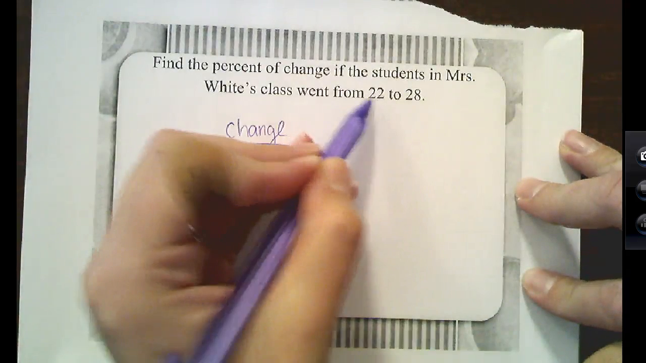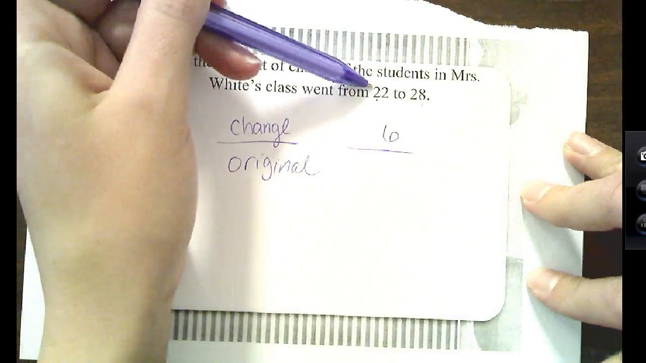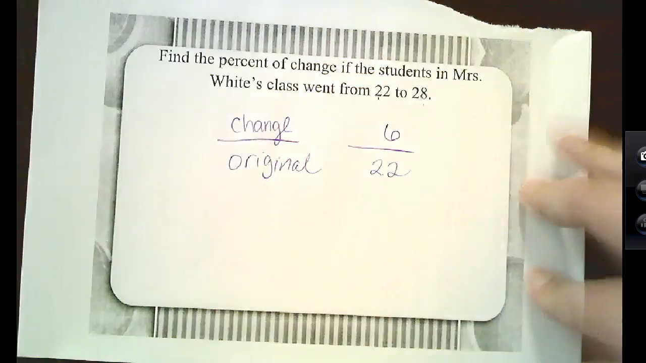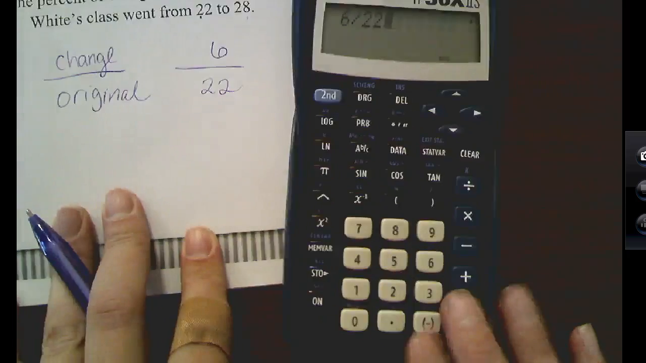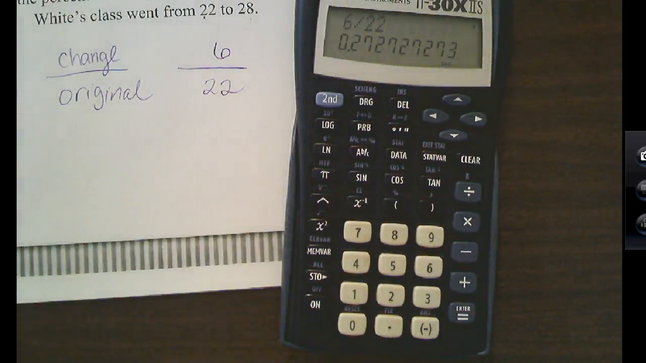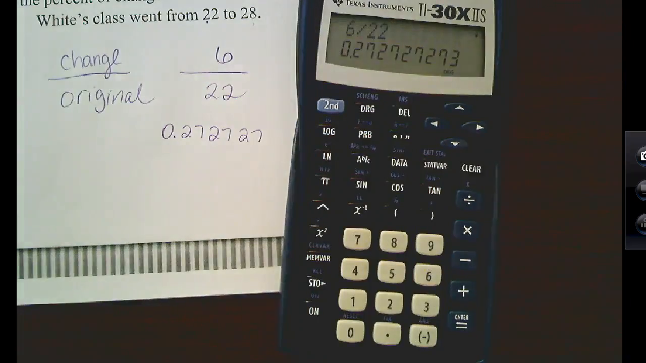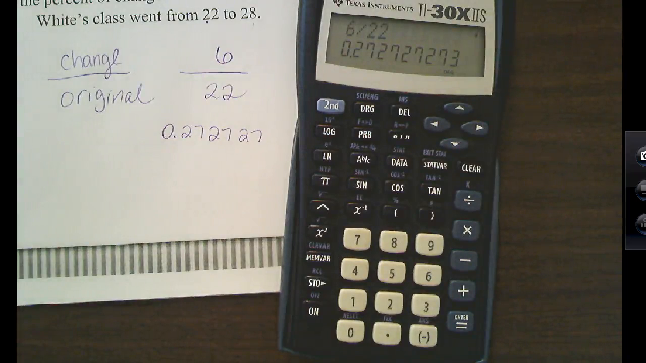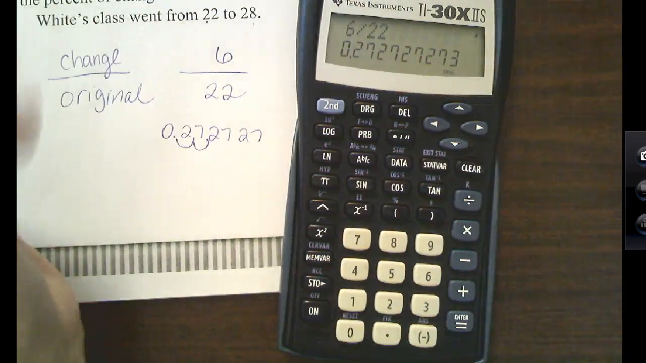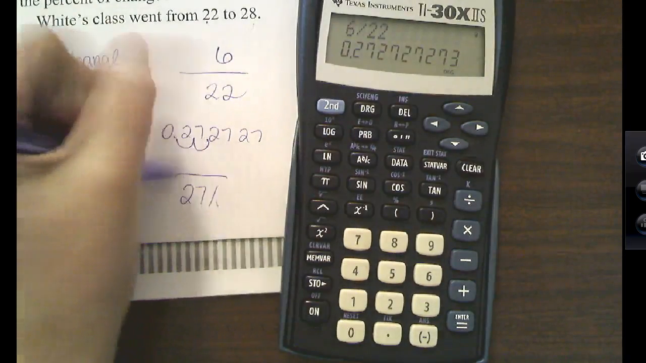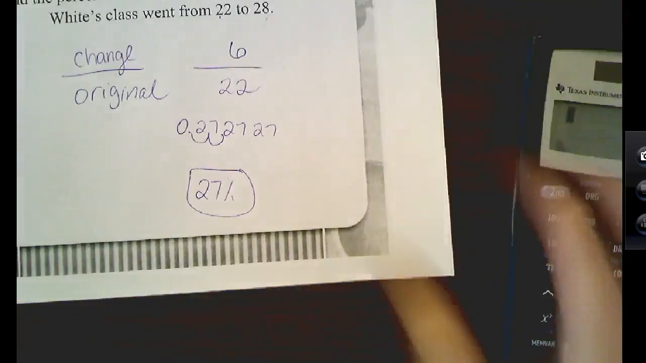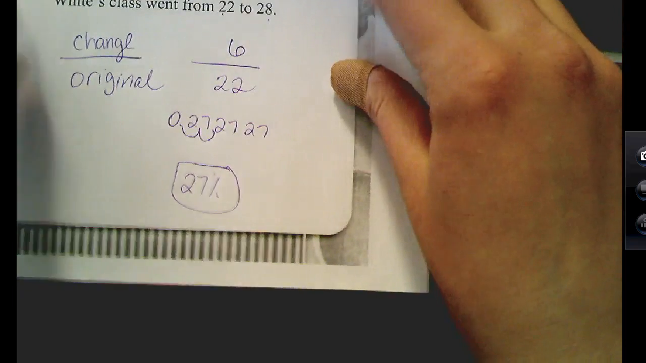So how much does it change from 22 to 28? Goes up by 6, right? And then what was the original amount? 22. So you type into your calculator 6 divided by 22. And that gives you a decimal. 0.272727. Keeps going on forever. To convert a decimal to a percent, you move that decimal 2 places to the right. That is 27% of an increase. Yep, 22 to 28.